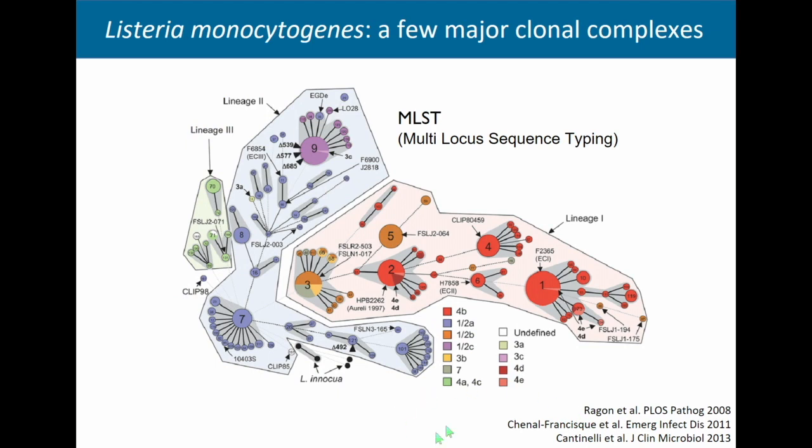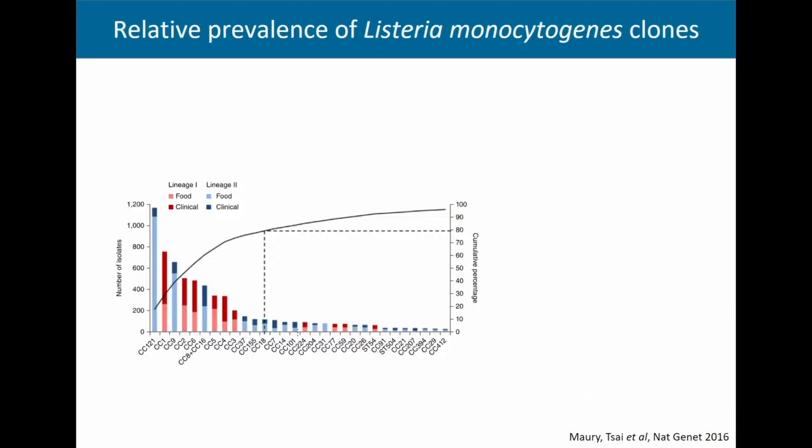It defines different lineages. Lineage 1 here, which is a major lineage, as I will come back to. Lineage 2, there is lineage 3, and a small lineage 4 that you don't see in this graph. But you see that there are different serotypes of Listeria, which belong to different lineages and different clonal complexes. So clearly, Listeria is not a homogeneous species, but is made of a series of major clonal complexes.